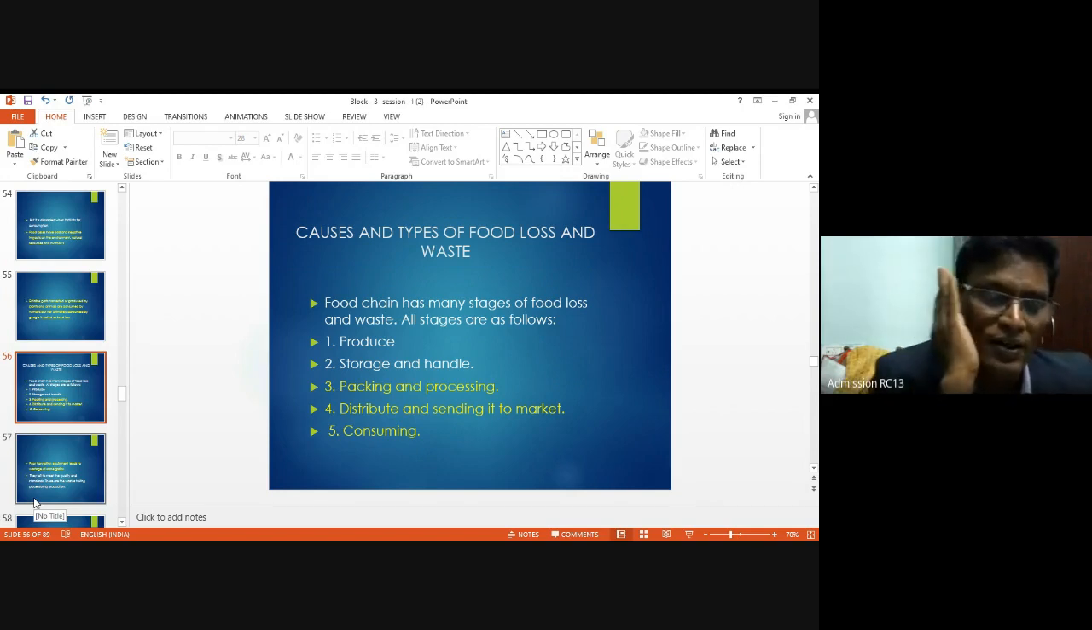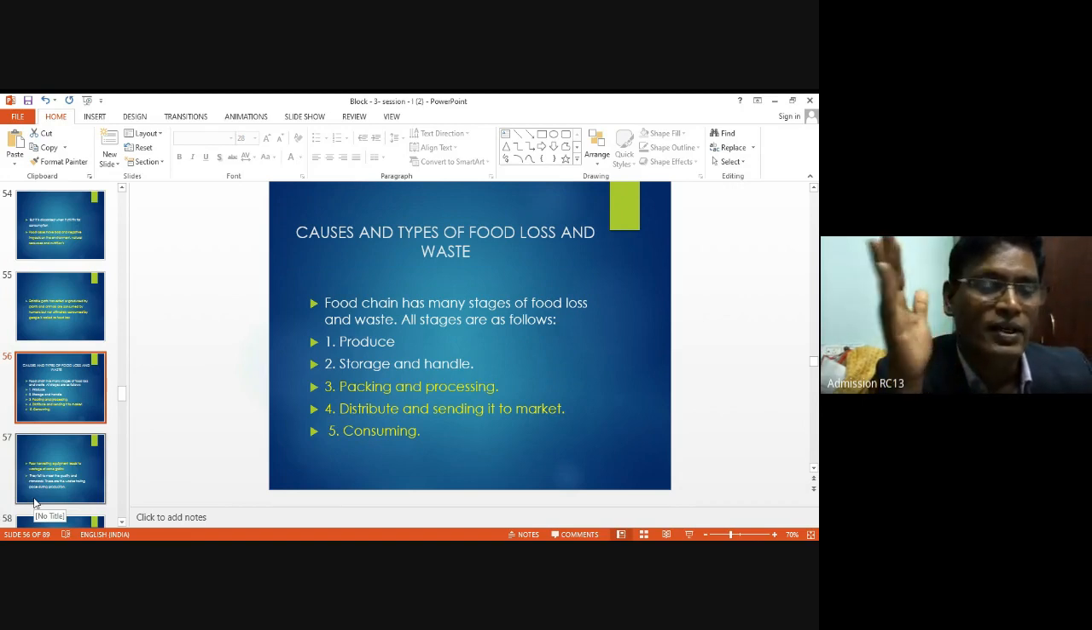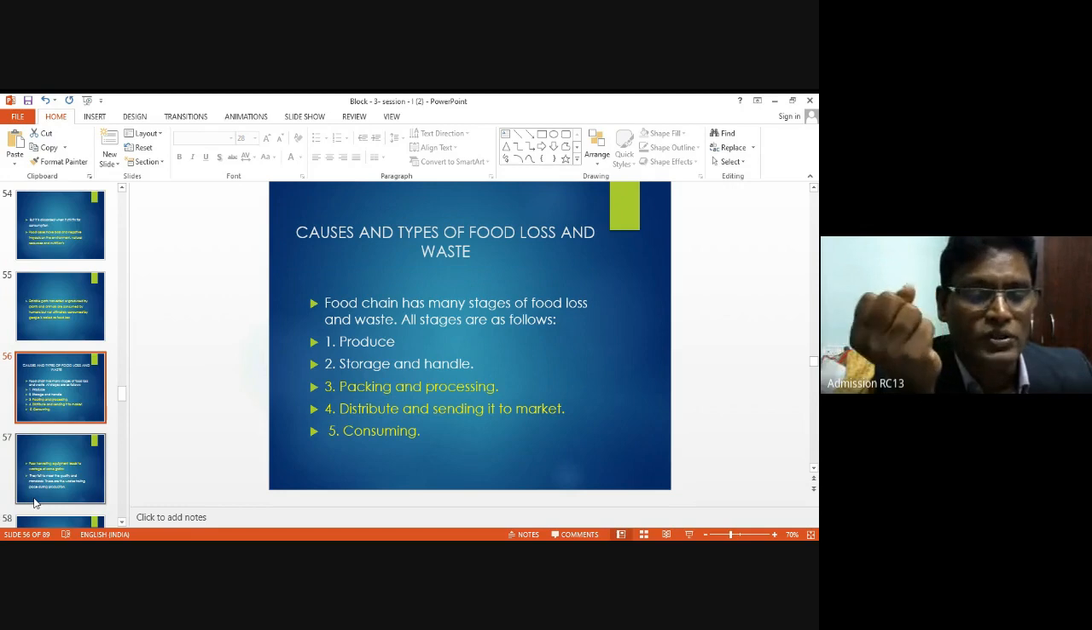So what are the stages? If we look into the stages, there is loss at different stages. At the production level, a certain amount of food is lost, whether agricultural product or animal source product. At the storage and handling stage, some quantity of food is wasted. And during packing and processing, a certain amount of food is also lost, and then it is distributed to the market for consumption.